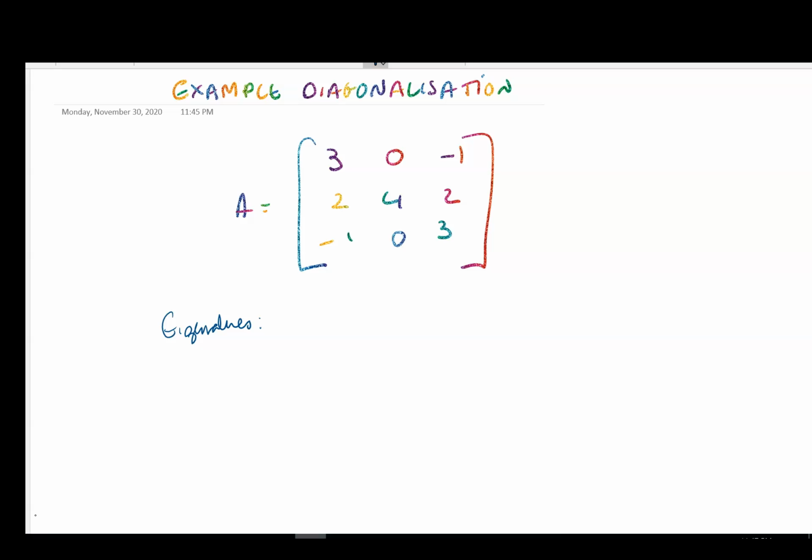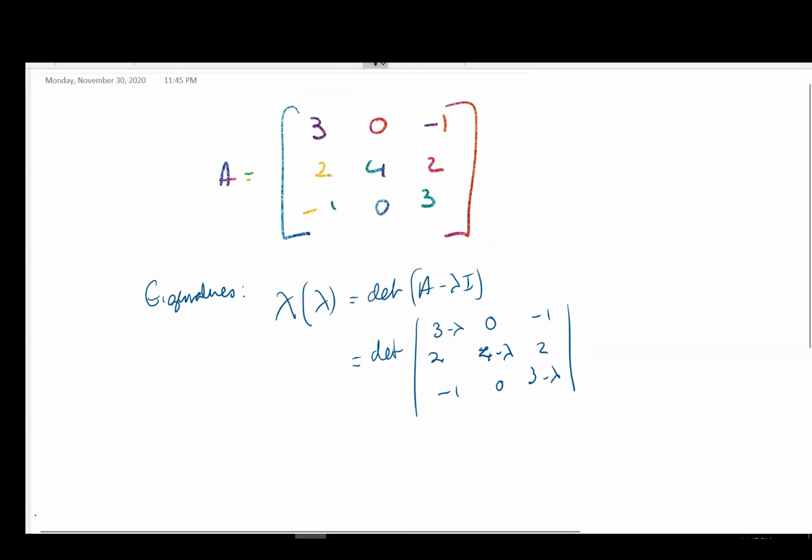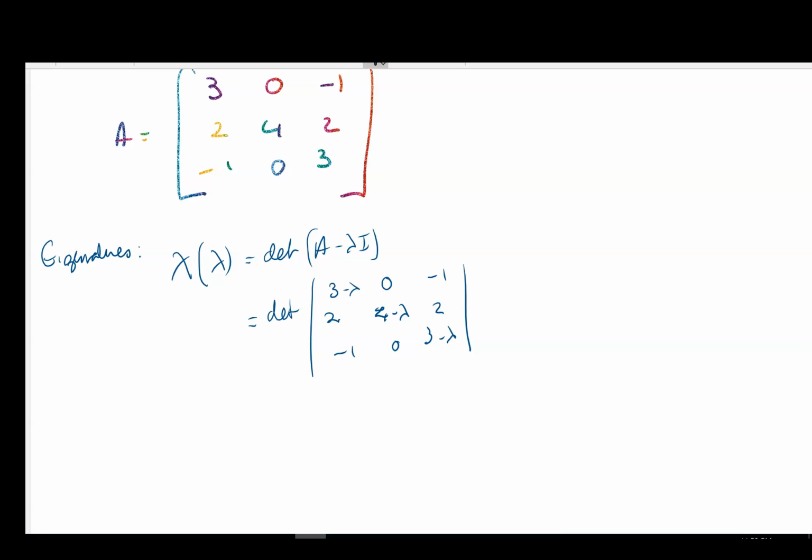So for eigenvalues, I need the characteristic equation, the determinant of A minus lambda I. So I must compute the determinant of the matrix with rows (3 minus lambda, 0, -1), (2, 4 minus lambda, 2), (-1, 0, 3 minus lambda). Okay, so let's compute this determinant.